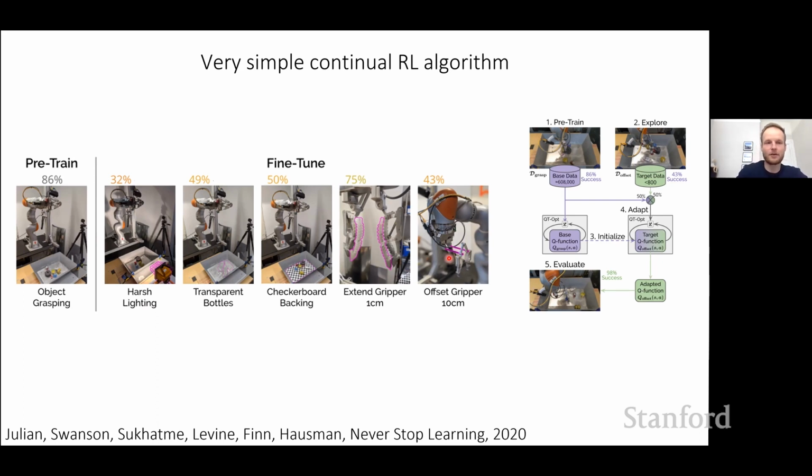And here you see the performance that you get with all of these modifications with the standard QTOpt procedure. So now we'll apply our fine-tuning, and we see that by just using less than 800 grasps, we can increase the performance with harsh lighting from 32 to 63%, and transparent bubbles to 66%, checkerboard backing to 90, extending the gripper to 93, and offsetting the gripper to 98%. So you can see significant improvement with a very small amount of data by just doing simple fine-tuning with the Q function.